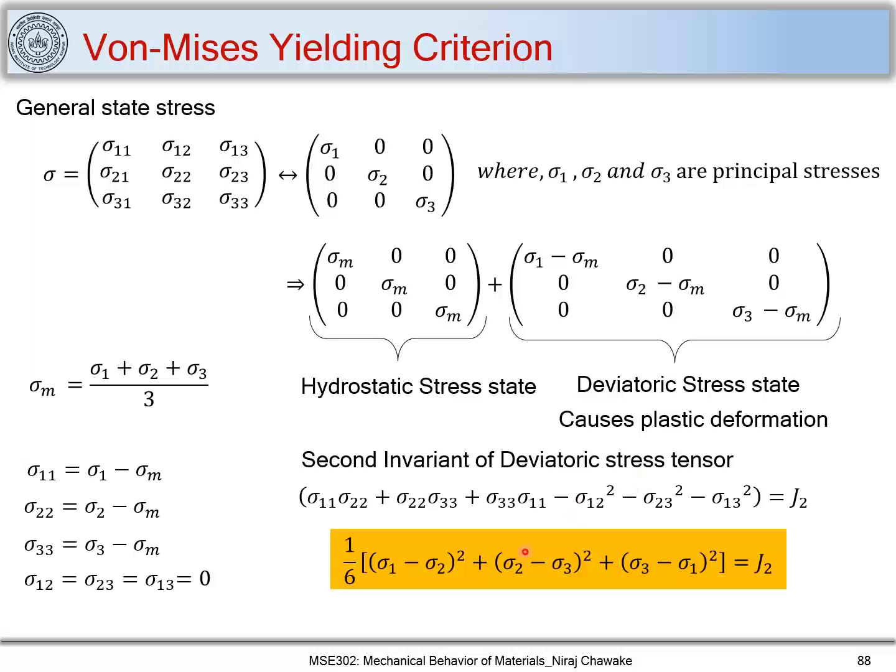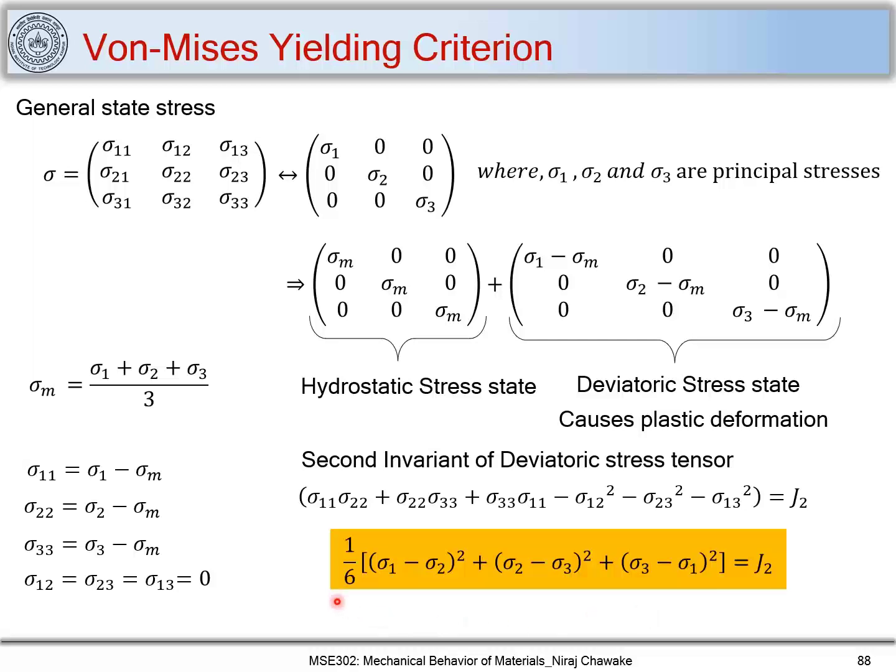And when you do that, you can find this second invariant J2 in terms of principal stresses as 1 upon 6 [sigma 1 minus sigma 2 whole square plus sigma 2 minus sigma 3 whole square plus sigma 3 minus sigma 1 whole square]. So this is what you can find, J2 in terms of principal stresses. You can do this calculation and see for yourself what the value of J2 is.